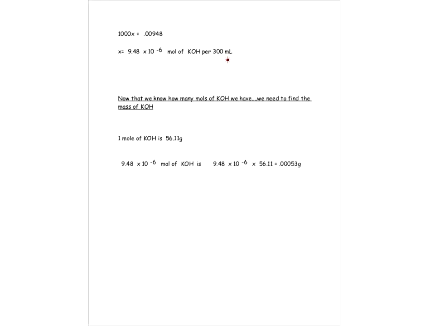And so now we've got moles, and we need to find mass. And we know how to do that because we know 1 mole of KOH is 56.11 grams. So all we do is we multiply the number of moles we got by the number of grams per 1 mole, right? That's what this is. 56.11 grams per 1 mole times however many moles we have gives us this many grams. And so we found the number of grams of KOH. And we can write it in scientific notation as well.